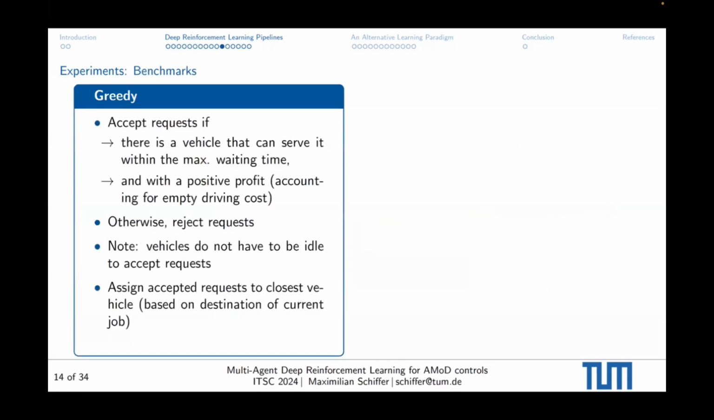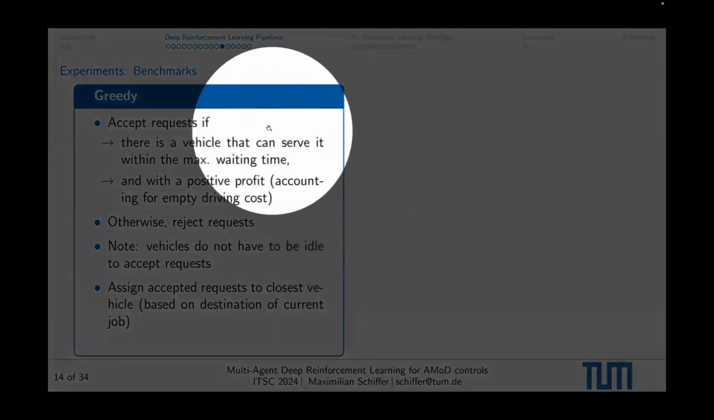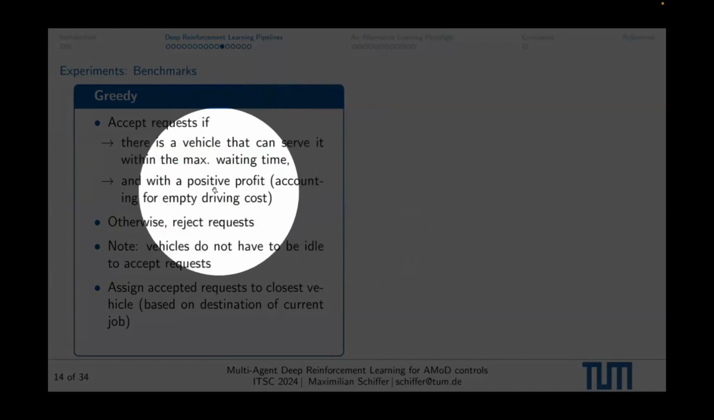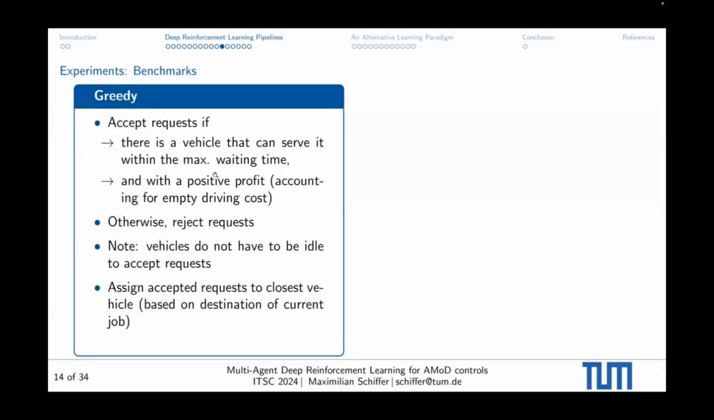We have two benchmarks. One is a greedy benchmark, right? So where whenever a vehicle can serve a request within the waiting time and it gets a positive profit, the vehicle accepts it or otherwise rejects it. And if we have a tie, we assign it to the closest vehicle.